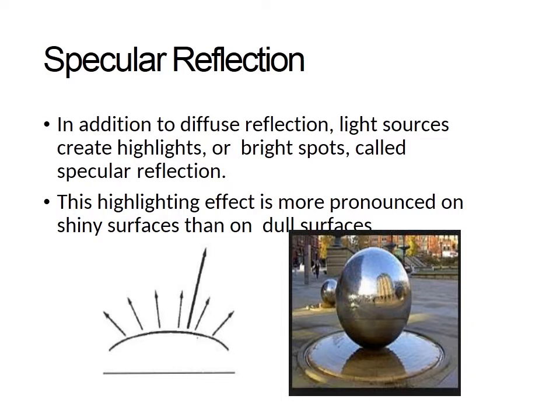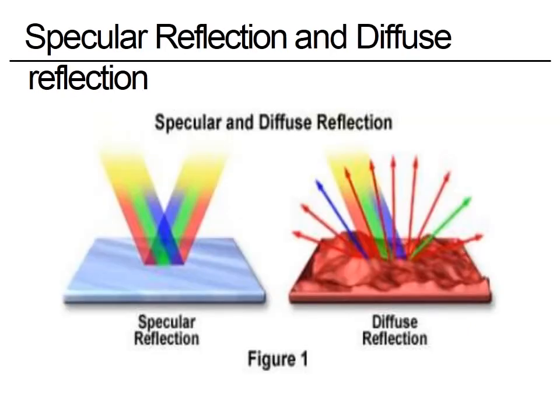To the light source, when modeling specular reflection, we have vector L, N for the normal vector, R for the reflection vector, and V for the viewing vector, for the shiny surface and the dull surface. So we have different kinds of specular reflection. In specular reflection and diffuse reflection, we have different surfaces.